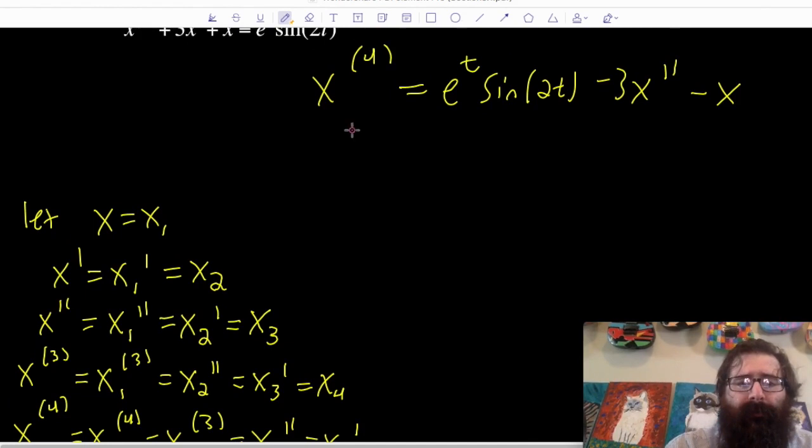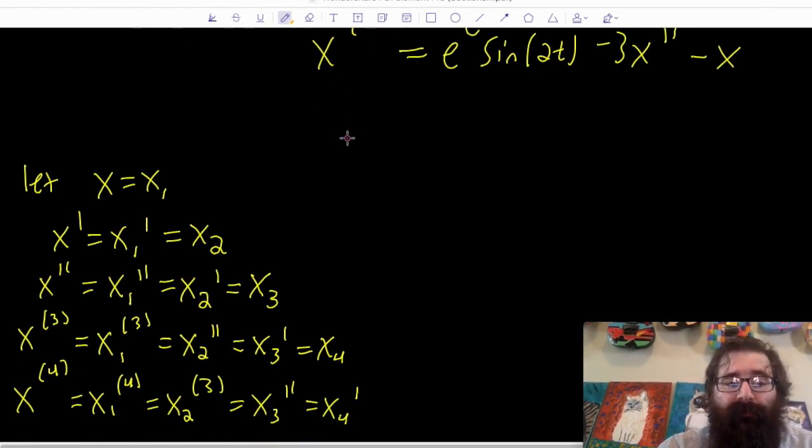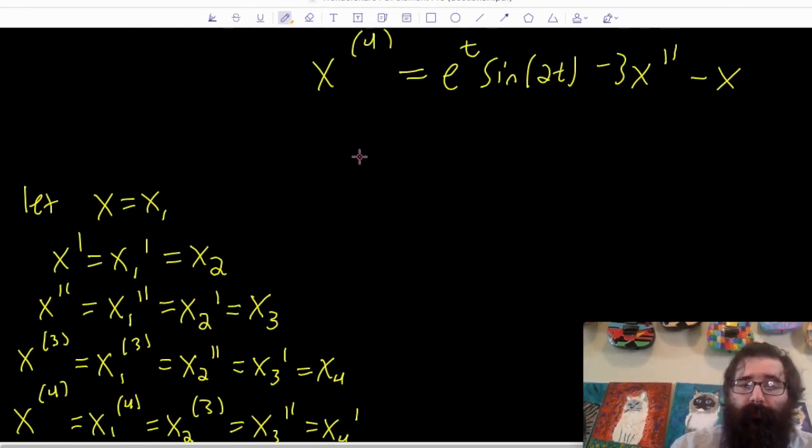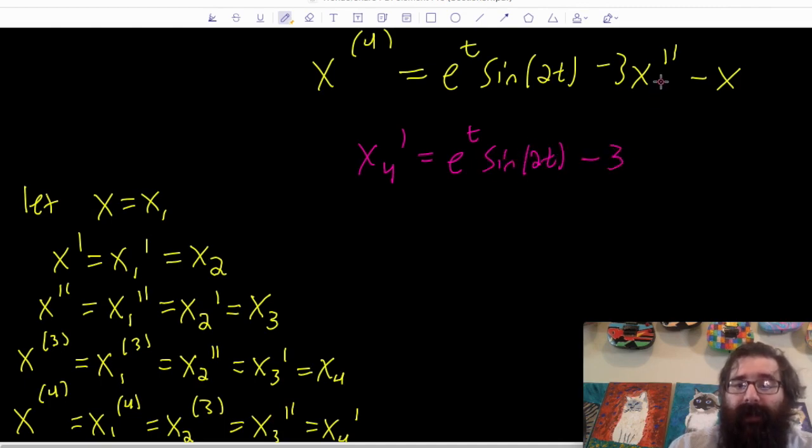Let me sort of scroll up a bit here. On this left-hand side, I have to replace x's fourth order derivative. I'm going to replace that with x sub 4 prime. So here we'll start with x sub 4 prime equals, my function of t I just rewrite, e to the t sine 2t, minus 3 times x double prime. So here x double prime, I gave this the name x sub 3. So minus 3 times x sub 3, and then minus x, where x is x sub 1.